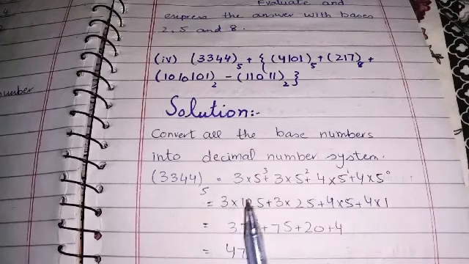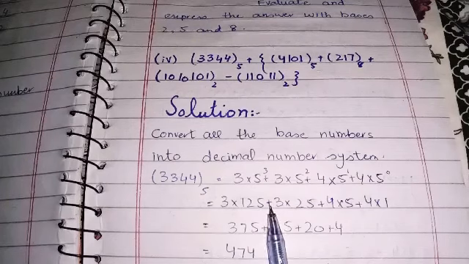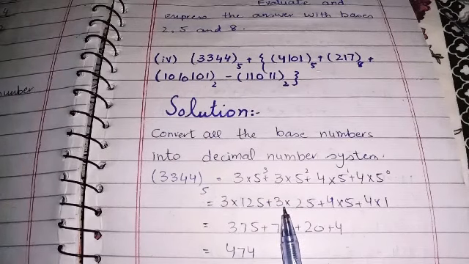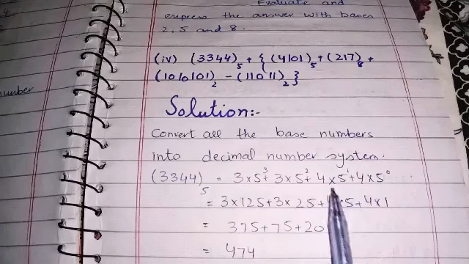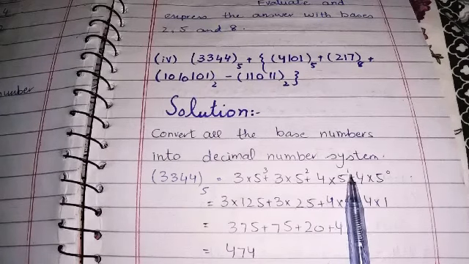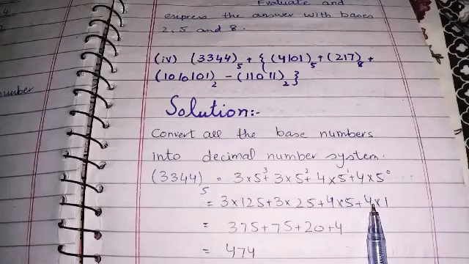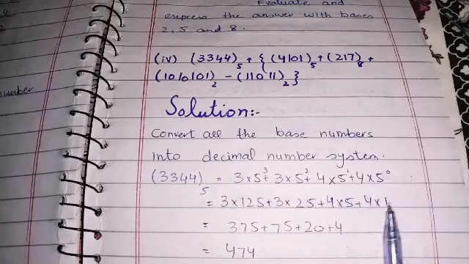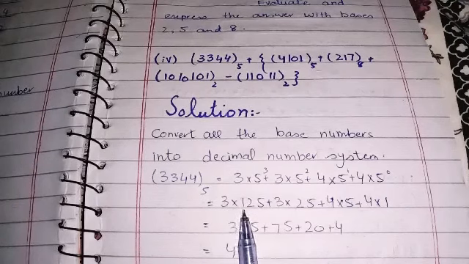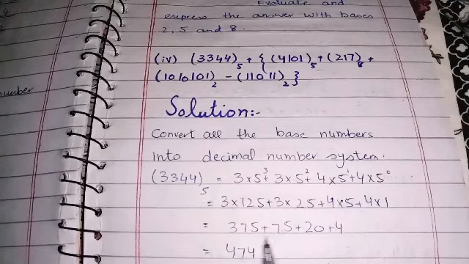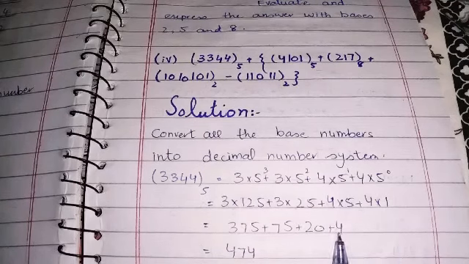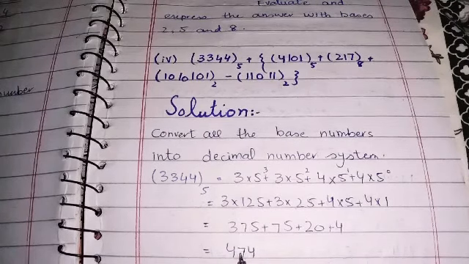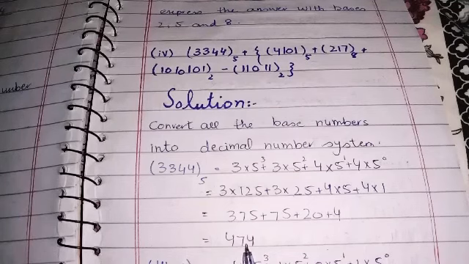3 will be written as it is into 5 cube, which means 125, plus 3 as it is into 5 square, which means 25, plus 4 as it is into 5 raised to power 1, which means 5, plus 4 as it is into 1 because 5 raised to power 0 is equal to 1. Now we will multiply: 3 into 125 we get 375, plus 3 into 25 we get 75, plus 4 into 5 we get 20, plus 4 into 1 we get 4. When we add all the values we get our answer 474.